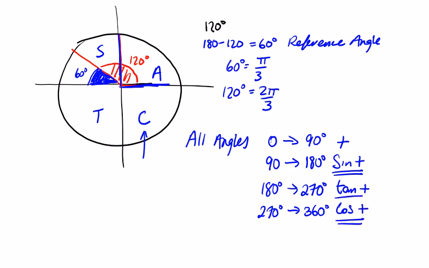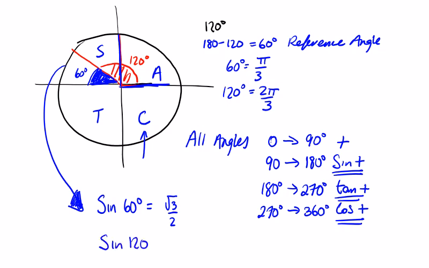This is important information to have. CAST, the word cast: cos is positive, all angles positive, sine is positive, and tan is positive. So let's use this angle here to show what we mean by that. The reference angle in here is 60. So the sine of 60 degrees is equal to root 3 over 2. And that will give us then that the sine of 120 is also root 3 over 2.